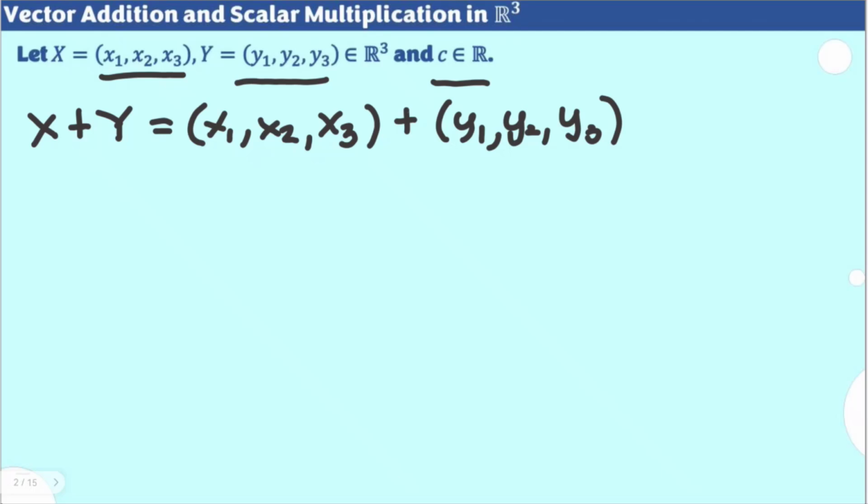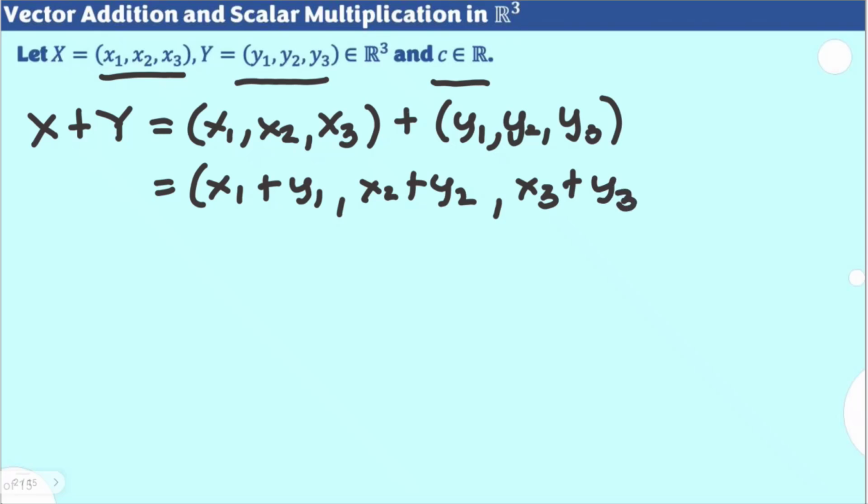In adding vectors, similar to our R2, we add component-wise, meaning the first components will be added, then the second components. This time in R3 it's still the same, but we just have an additional component for our result. That would mean we'll have here the result for the sum of x and y. You will have x sub 1 plus y sub 1 for the first component, x sub 2 plus y sub 2 for the second component, and x sub 3 plus y sub 3 as our third component. This is how we add vectors in R3, again, adding the components component-wise.